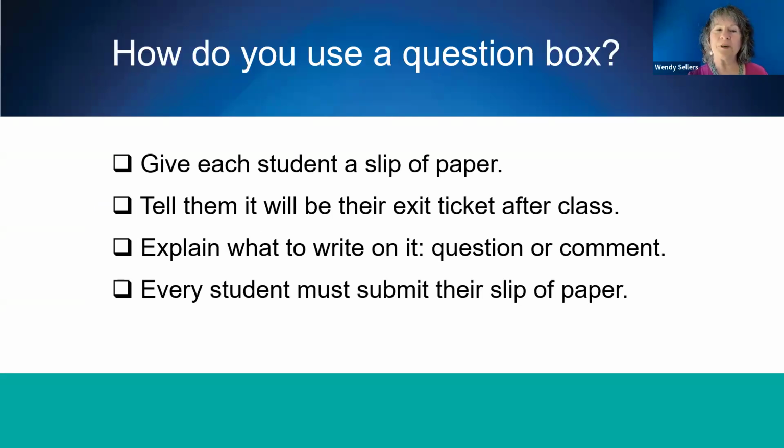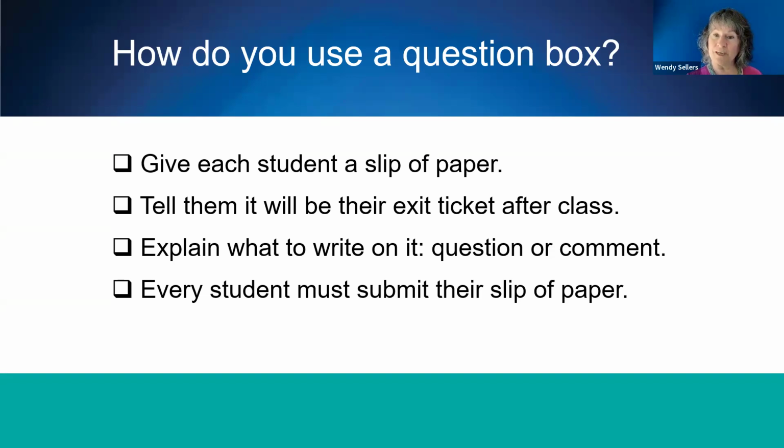So how do you use a question box? Give each student a slip of paper and tell them that it is their exit ticket after the puberty lesson. You could use small cut up pieces of paper or 3x5 cards. It doesn't have to be very large. And then you tell the students that they can write one of two things on their card or slip of paper. They could write a question that they have, and you will answer it during the next puberty class.